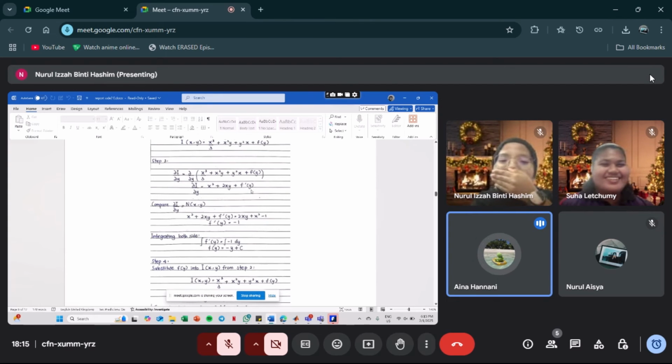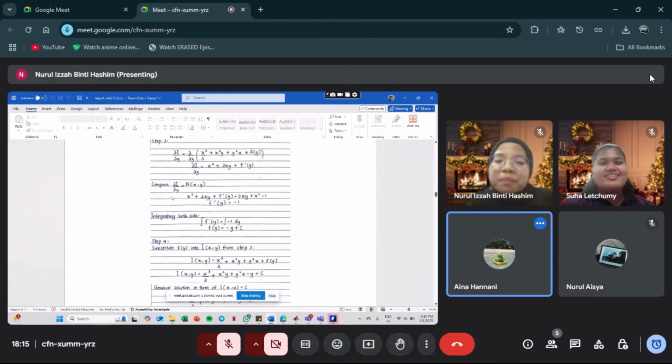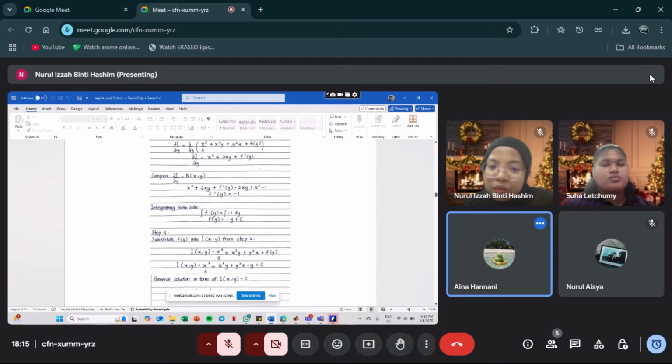The next step is comparing the partial derivative of I with respect to y and N(x,y). After comparing both sides, we will get f prime y equal to -1. The next step is integrating both sides. We will get f(y) equal to -y plus c.